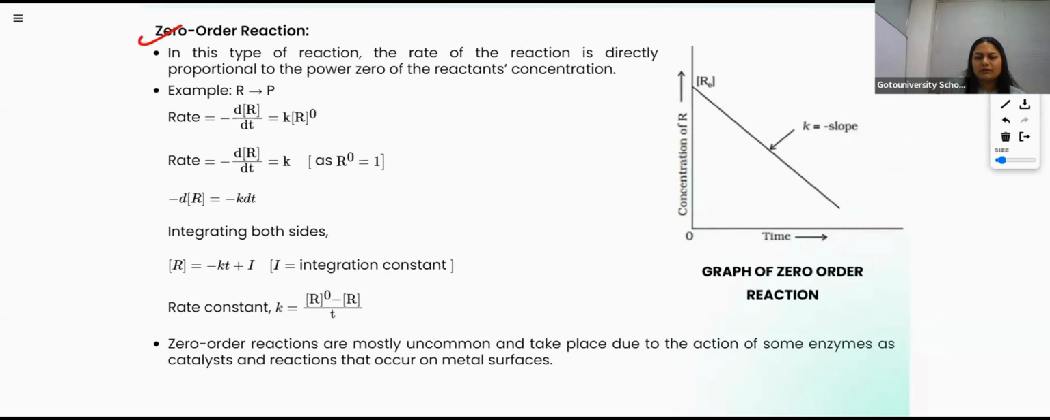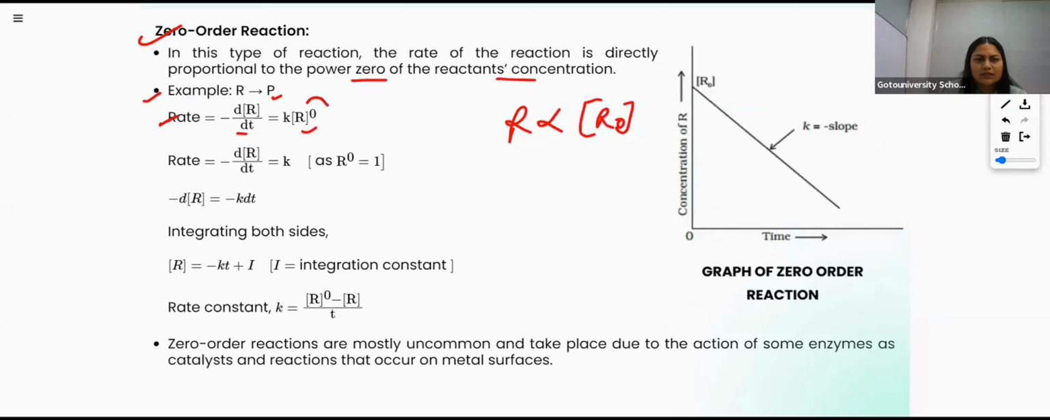This is a graph for zero order reaction. Now, in this type of reaction, the rate of reaction is directly proportional to the zero power of the reactant's concentration. Let us see an example where reactants are forming some product. Rate can be written like this.